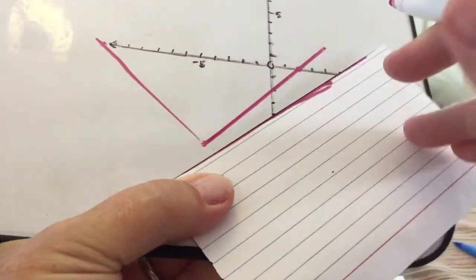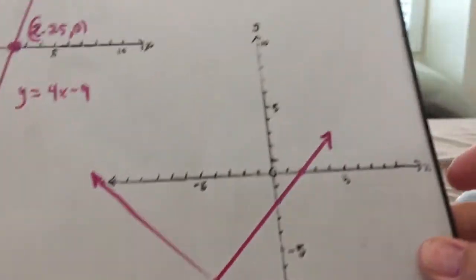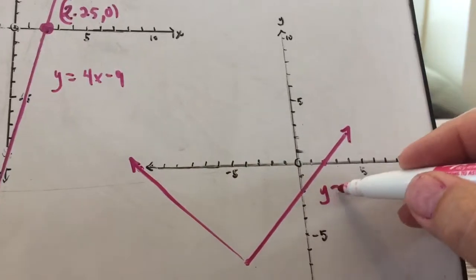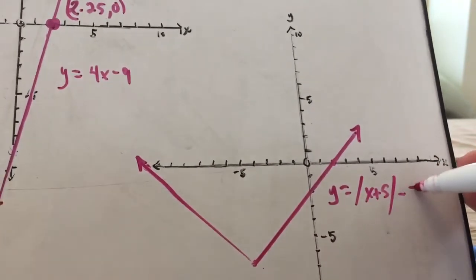Okay, these do continue on forever, so I am going to put arrows at the end. And this is the function y equals the absolute value of x plus 5 minus 7.